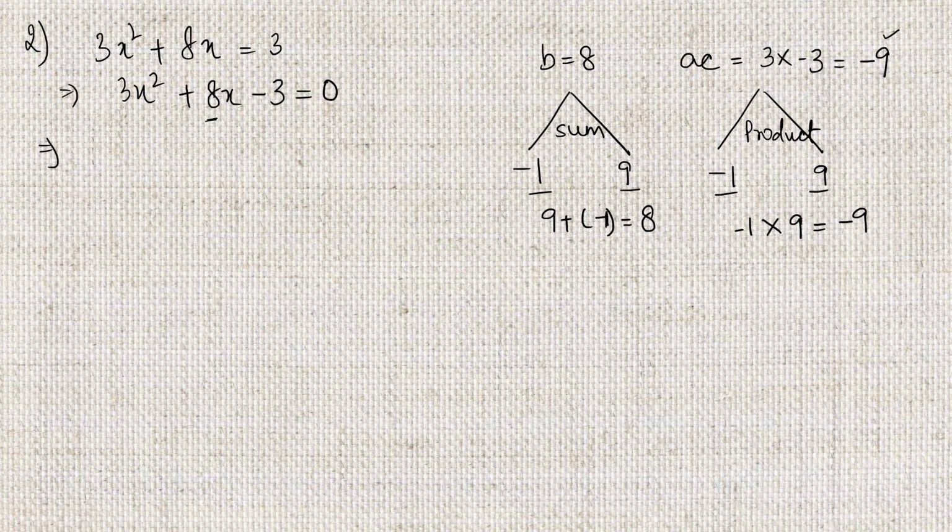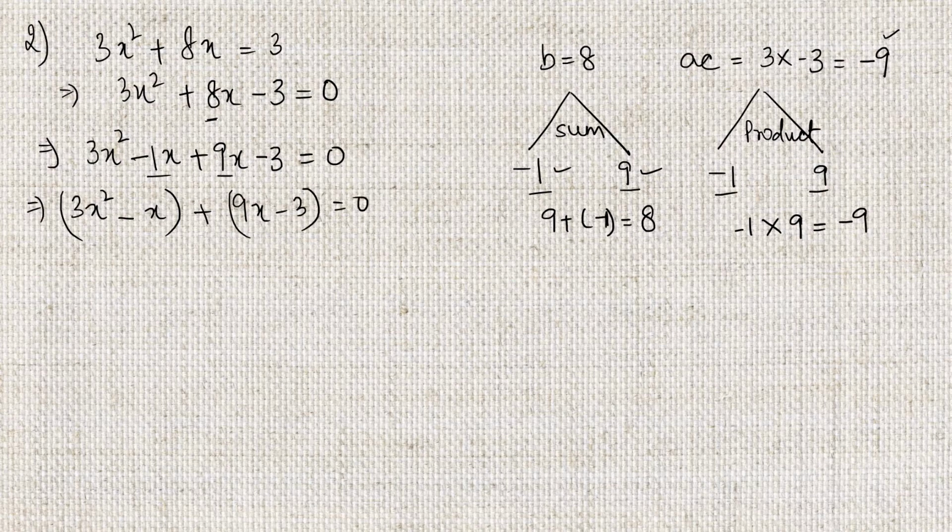So this will be 3x square plus 8x. I can write plus 8x as minus x, minus 1x, plus 9x minus 3 is equal to 0. Minus 1 and 9, these are the two numbers which we found. 4 terms. Regroup these terms. Arrange them in two brackets. So I will arrange 3x square minus x in one bracket and 9x minus 3 in one bracket.